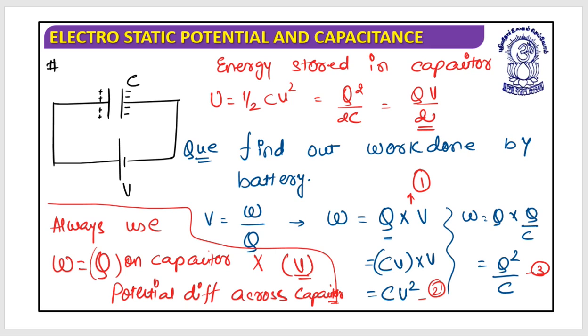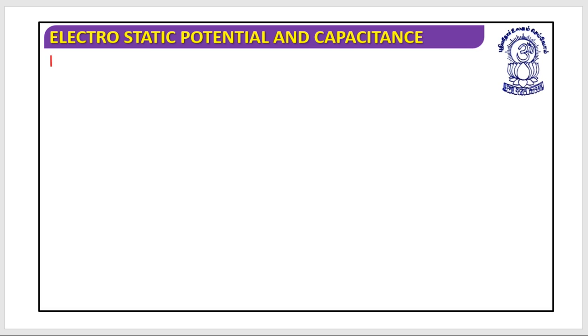Now the question may arise in your mind: sir, energy stored in a capacitor is half CV square, or Q square by 2C, or QV by 2. Let's pick QV by 2, but the work done by the battery is QV. So where has the other energy gone? The battery has done work of QV and the energy stored in the capacitor is QV by 2. So the rest of the energy has been wasted as heat produced.